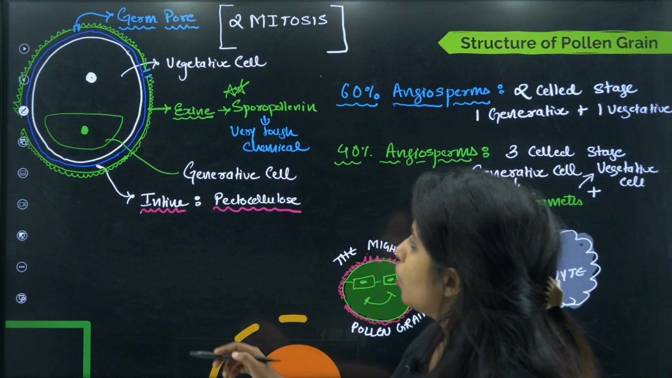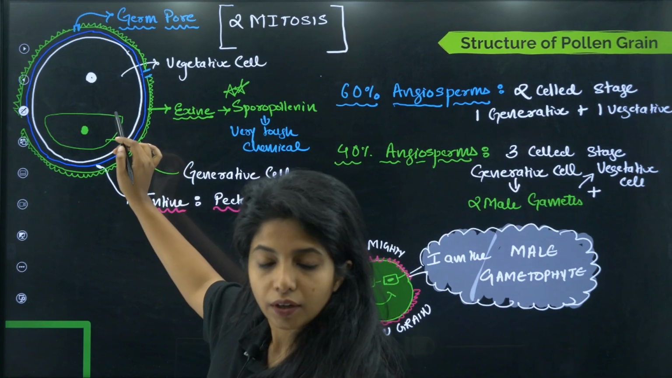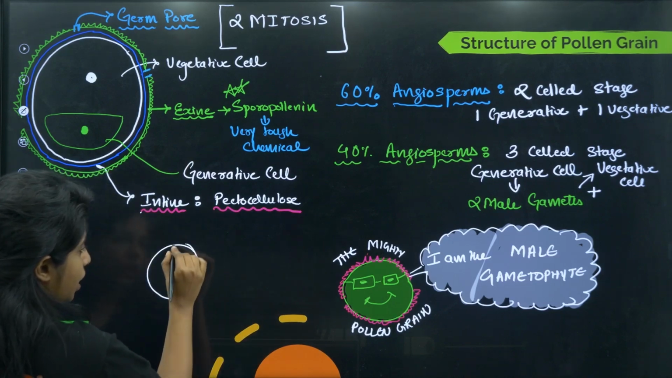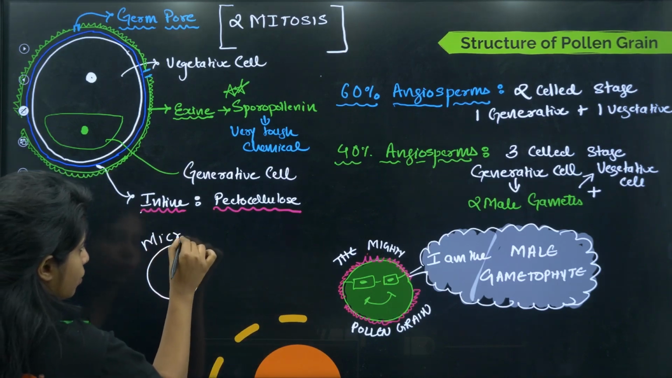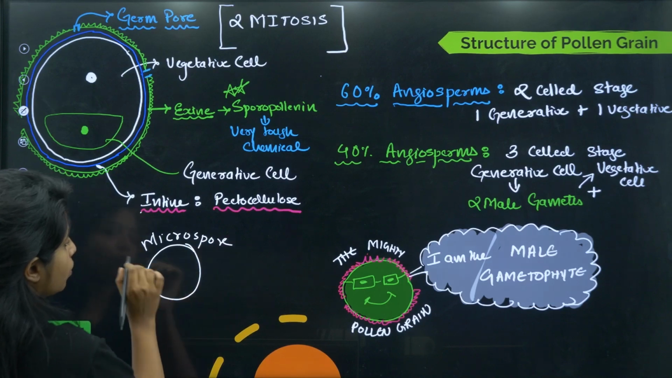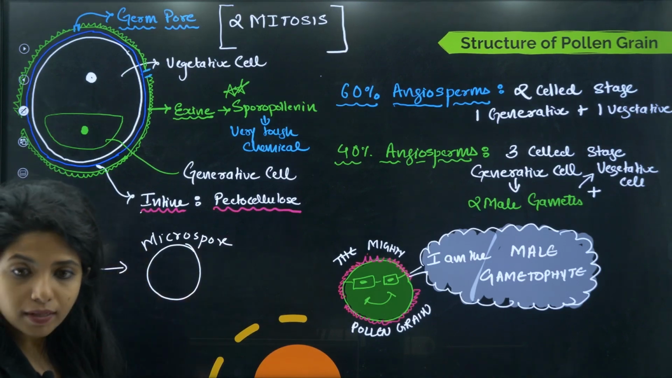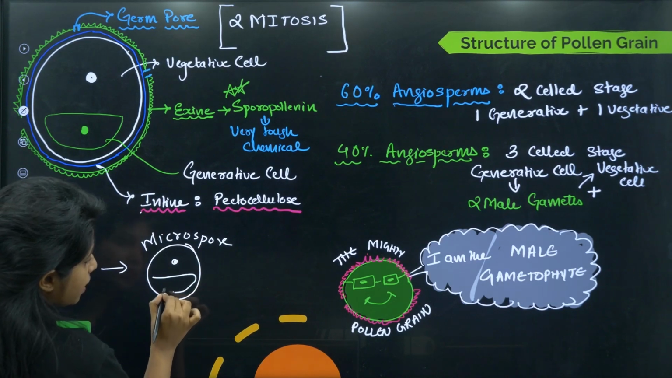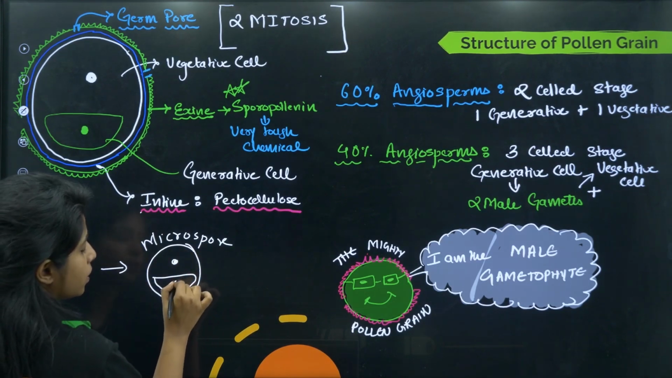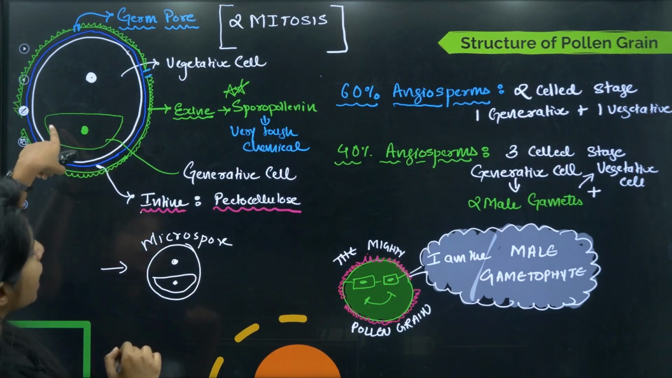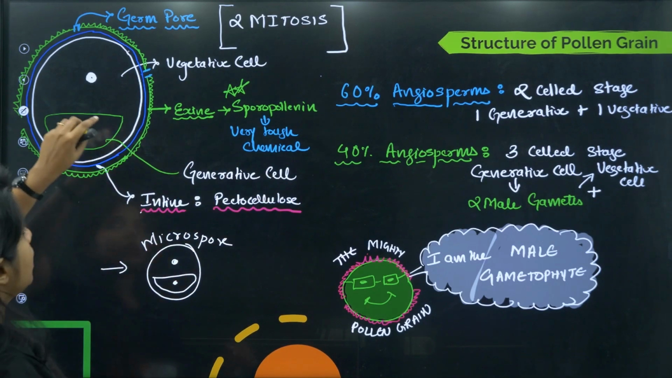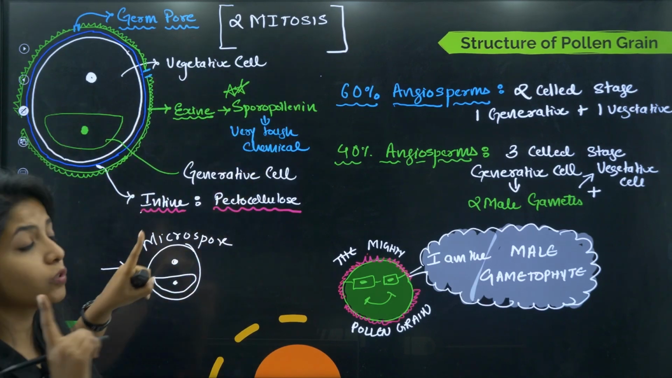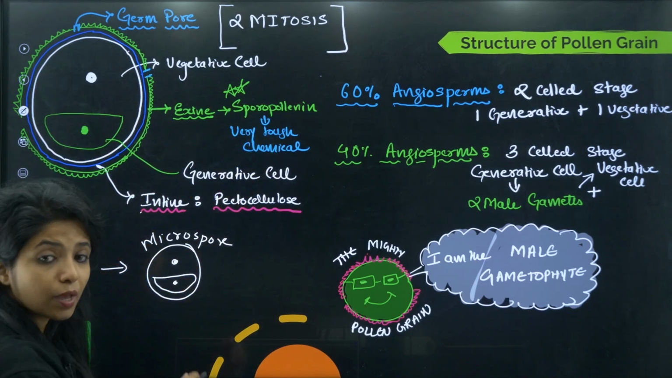Okay, now let's see. Inside the pollen grain, there was a cell. This PMC underwent a division, and now it's a microspore. Agree? This microspore divided once inside, and now there are 2 cells. One cell is lying over here inside the cytoplasm of another cell. The one that is lying inside is known as the generative cell, and the one inside which this particular cell is lying is known as the vegetative cell. This is because of first mitosis.